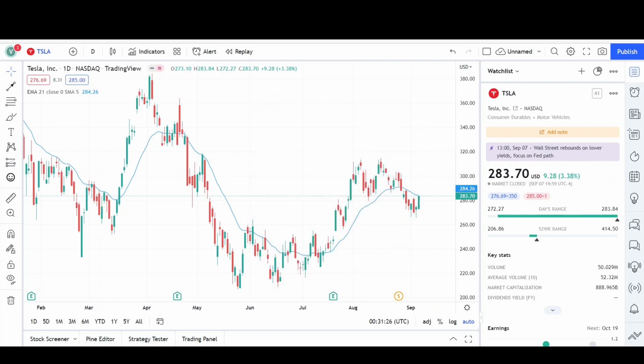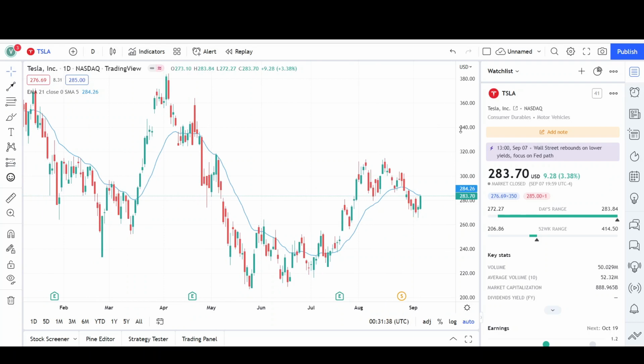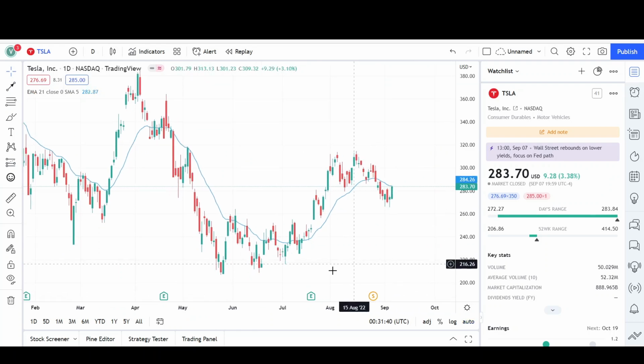I will first go over what I see in the daily chart and finish the video off with the weekly chart. Here we have Tesla, and before we begin, I know there's quite a bit of you guys who wanted to see Tesla, so here we go.